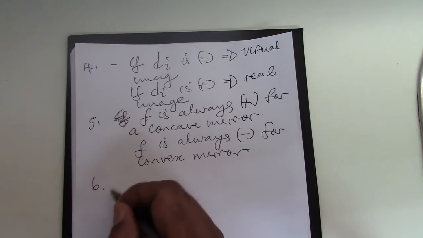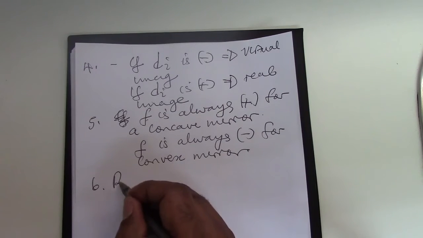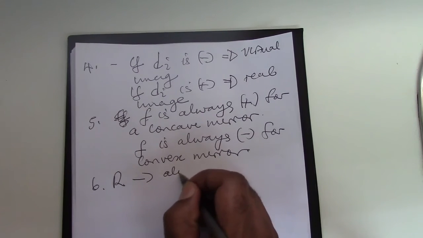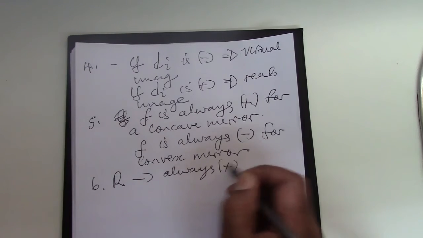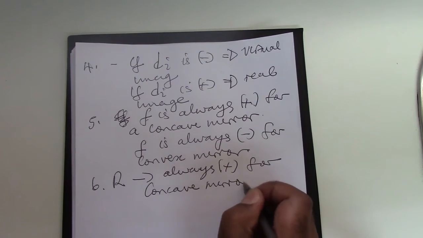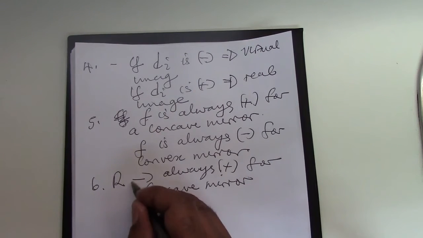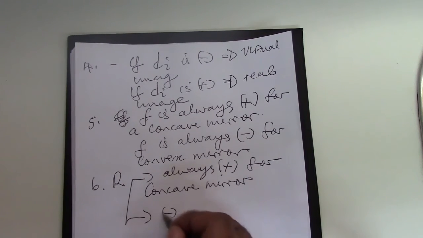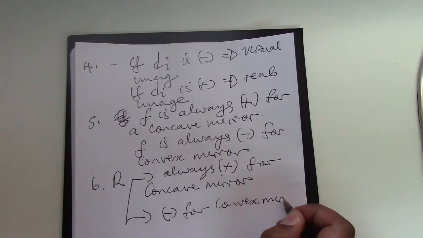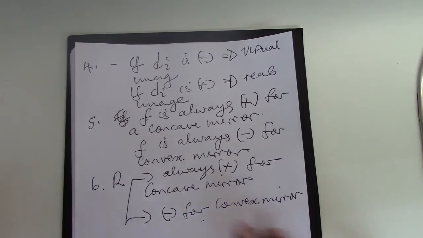Now, point number six, the radius of curvature, R, is always positive for a concave mirror and negative for a convex mirror. Right, that's the radius of curvature: always positive for a concave mirror and negative for a convex mirror.